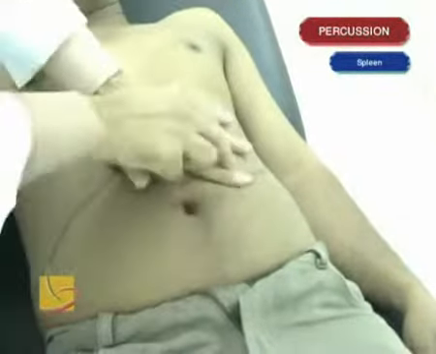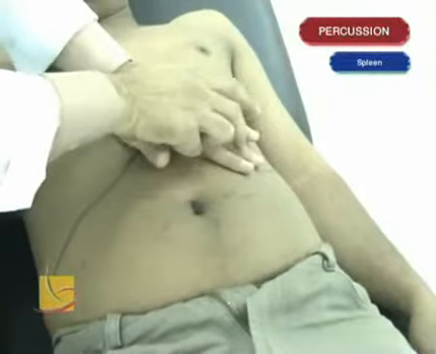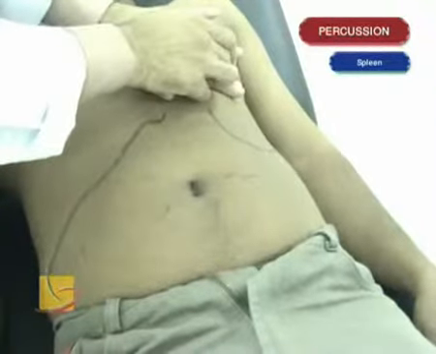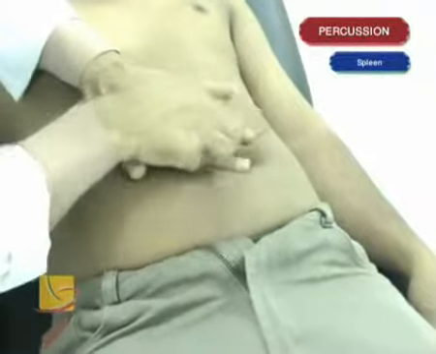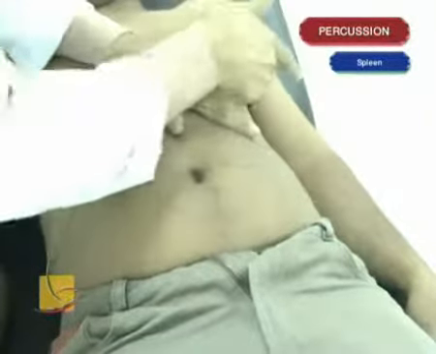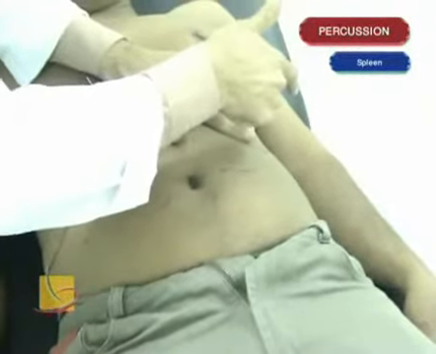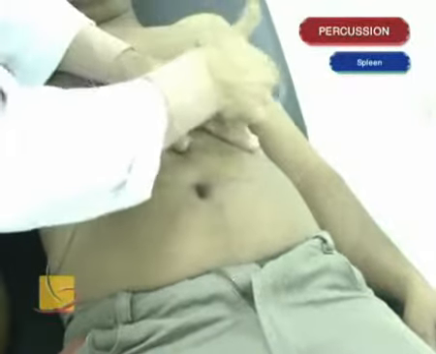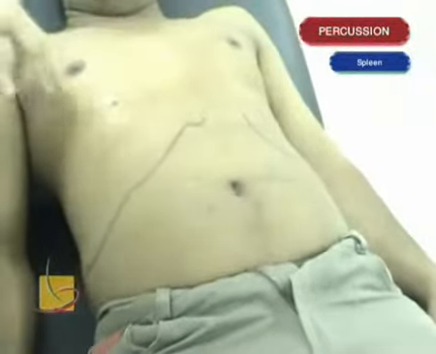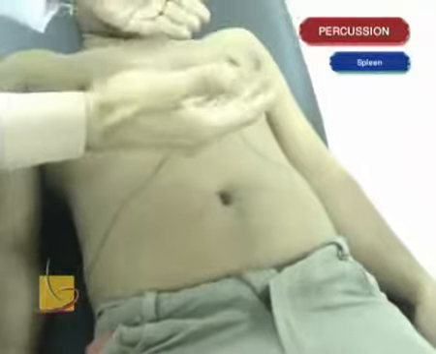Don't stop here. You have to continue percussing spleen until you reach the costal margin and even above it. Like that. Again. Resonant, resonant, resonant, resonant, resonant, resonant, dull, dull. Now go on until you percuss the last 2 or 3 intercostal spaces. Dull, dull. Why is that? Because, as I said, the spleen extends below the costal margin up.